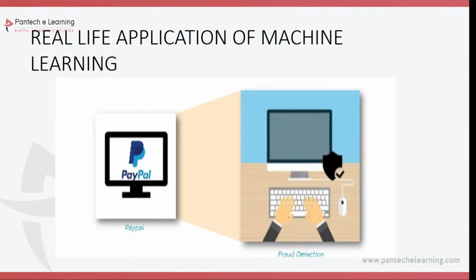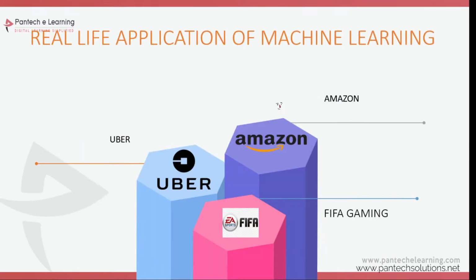Moving on to the next slide, PayPal. Next, Uber, Amazon, FIFA. Yes, of course. Suppose you want to travel or book an Uber, it will be suggesting to the drivers similar people traveling in a similar route to a similar destination. It will be suggesting to us according to the timing and the destination.